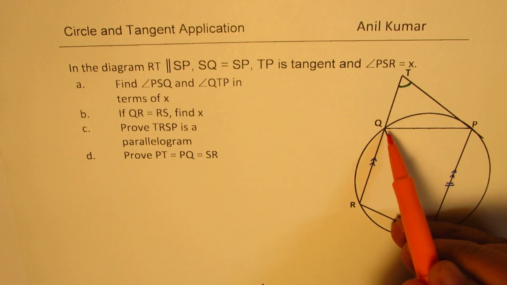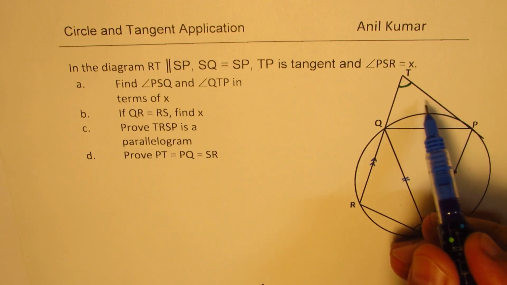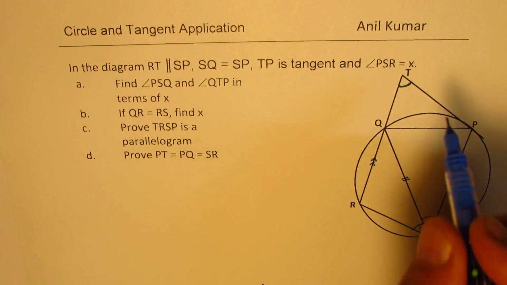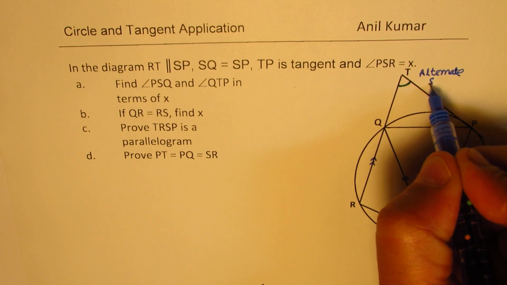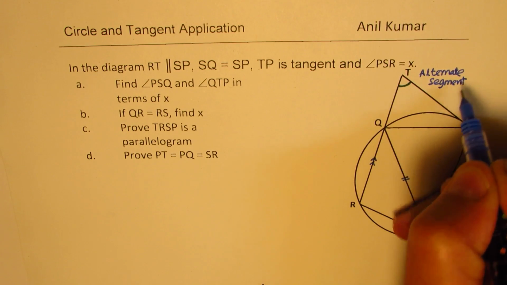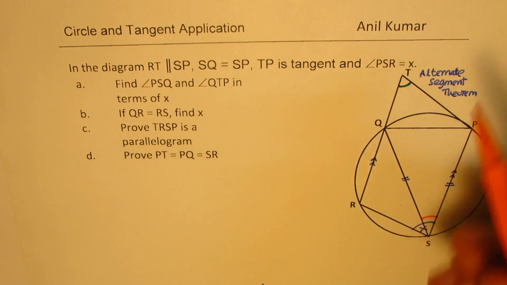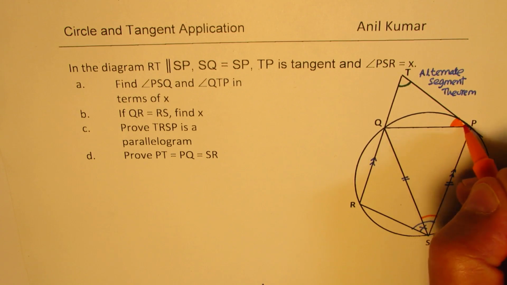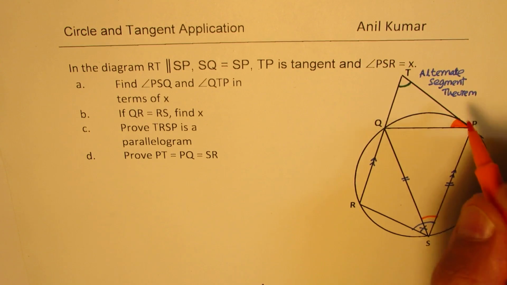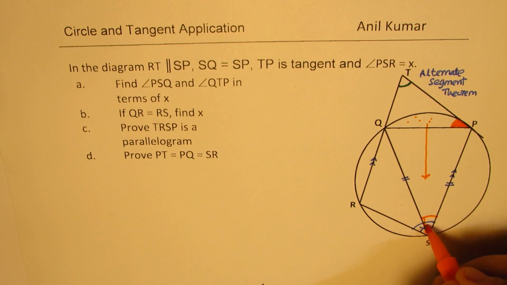We have a tangent and a chord, right? So does that remind you of anything? If you have a tangent and a chord, then that means you can use the alternate segment theorem, right? So we'll use the alternate segment theorem to relate the angles. Alternate segment really means that you have to look at the segment which is alternate. So that is the chord, and this angle is equal to that angle.